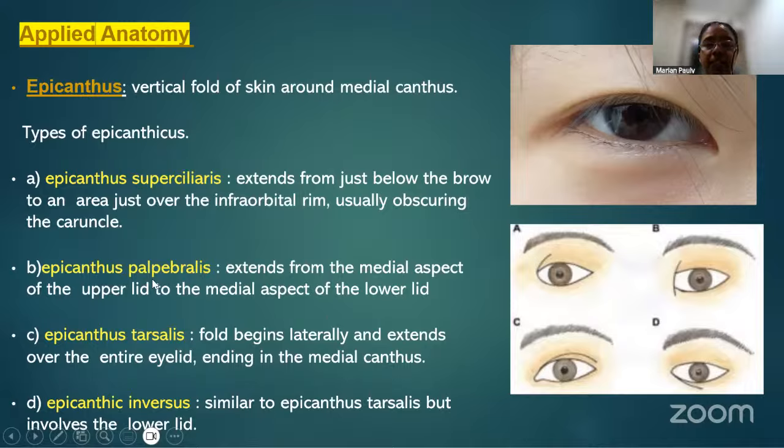Then epicanthus palpebralis. Palpebralis includes both the lids, so it extends from the medial aspect of the upper eyelid to the medial aspect of the lower eyelid. Then epicanthus tarsalis. It's a fold that begins laterally and extends over the entire eyelid, ending at the medial canthus. Then epicanthus inversus, it is similar to tarsalis, but it involves the lower eyelid. As the name indicates, the extent also is indicated by its name.